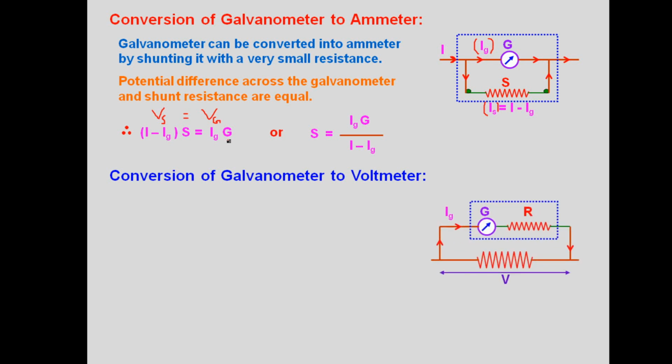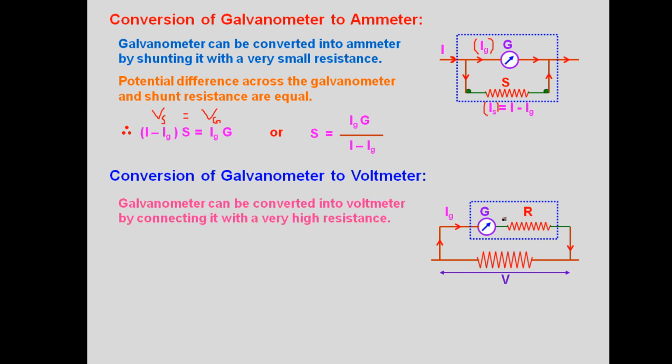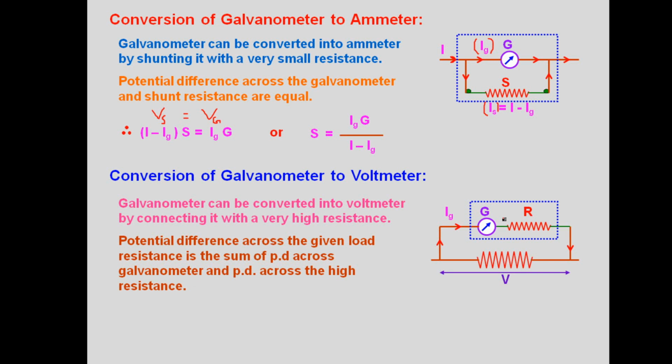Conversion of galvanometer to voltmeter, again the same way. Voltmeter is a high resistance device, reverse to that of ammeter. So here we have used a high resistance wire, that is R, connected in series with the galvanometer. Ig is the current passing through it. So potential difference across the given load is the sum of potential difference across galvanometer and potential difference across the high resistance. So it will be Ig of G plus R.